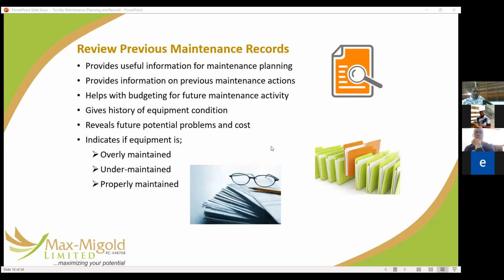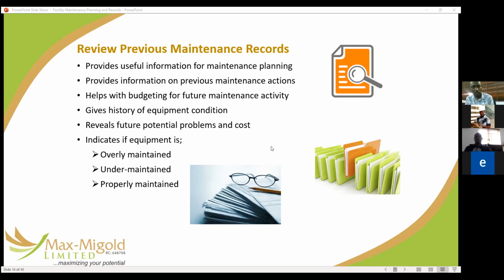Review previous maintenance record. That is where the maintenance record is available. But when it is not available and we're taking this kind of facility for the first time, it is always better we draw up our own plan and start maintaining our own record from there. The advantage of reviewing maintenance records is that you gain a lot of useful information for the maintenance planning, because you know how many hours they have been using to do that kind of maintenance task before, the parts involved, the number of manpower, and who was involved in conducting that maintenance. So when you review the past record, these are the kind of information you gain.